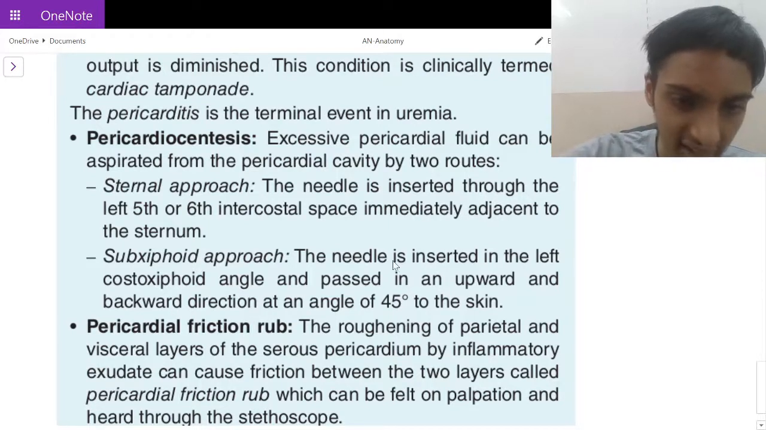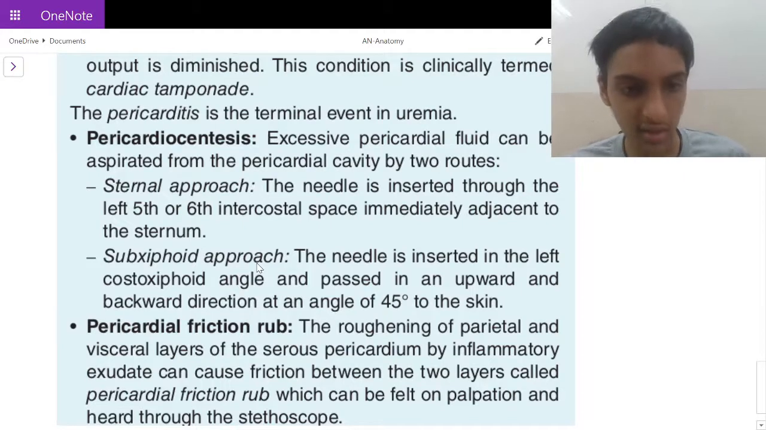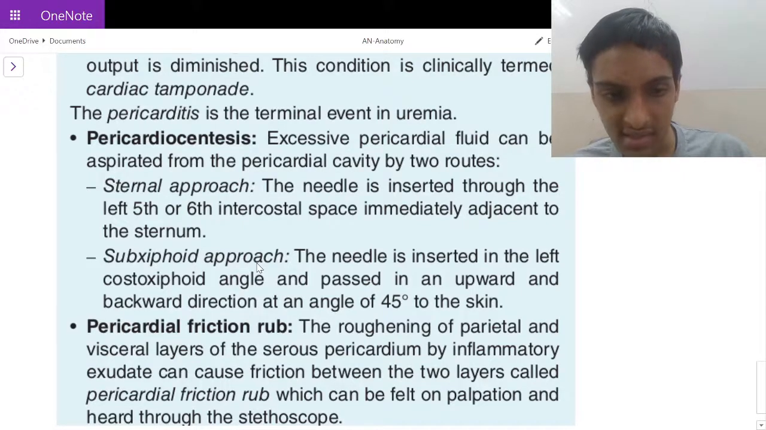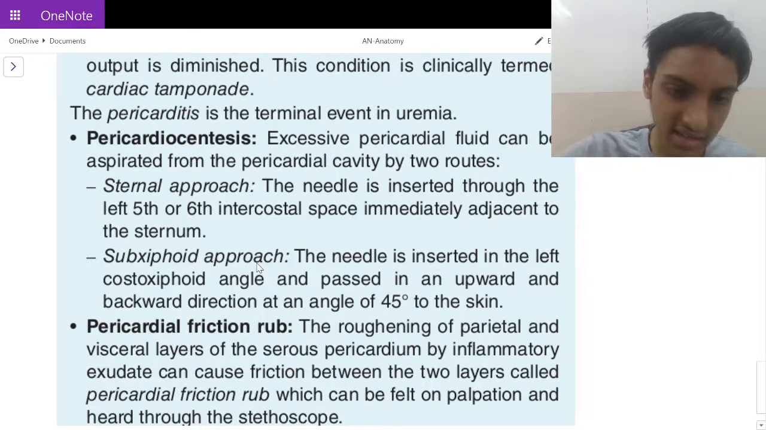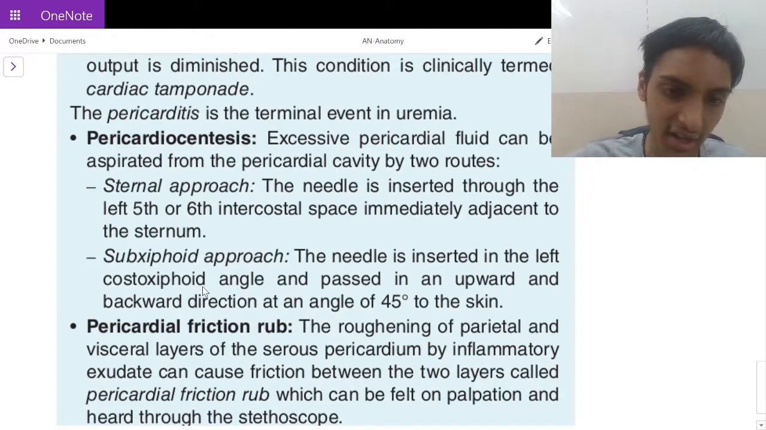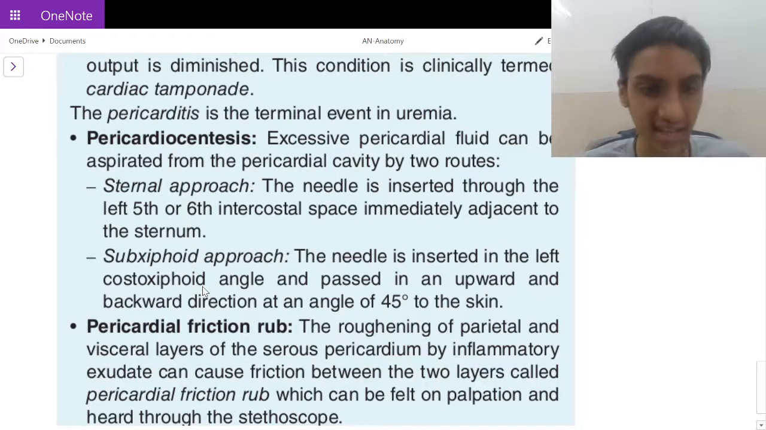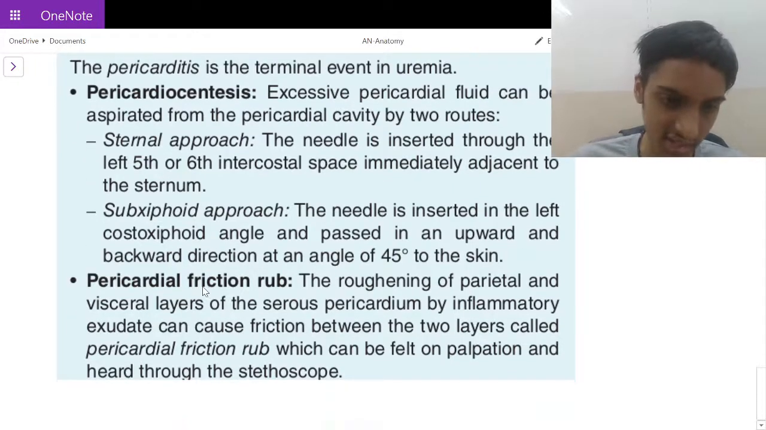So the needle is at the costoxiphoid angle. What does this mean? Between the costal cartilage and the xiphoid process. Just remember, at an angle of 45 degrees, at the costoxiphoid angle, we are inserting the needle, that is subxiphoid. Sternal, that is into the sternum, at the 5th or 6th intercostal space.